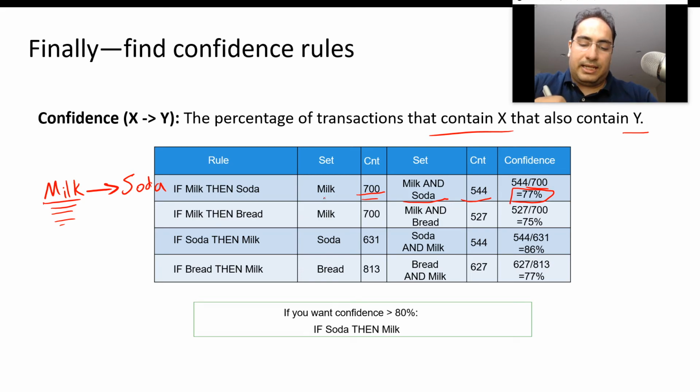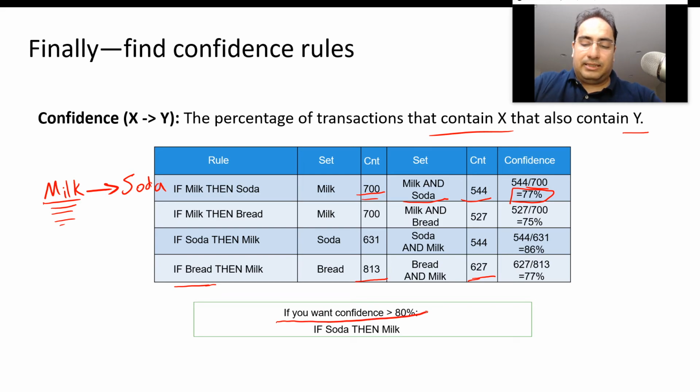So we do the same for the other rules here, and you can see, for example, in the case of if bread then milk, how many times we had bread? 813. How many times we had bread and milk? 627, and this is the confidence we have. I just have to check these numbers to make sure they match what we had before. So just calculate it and get it there.